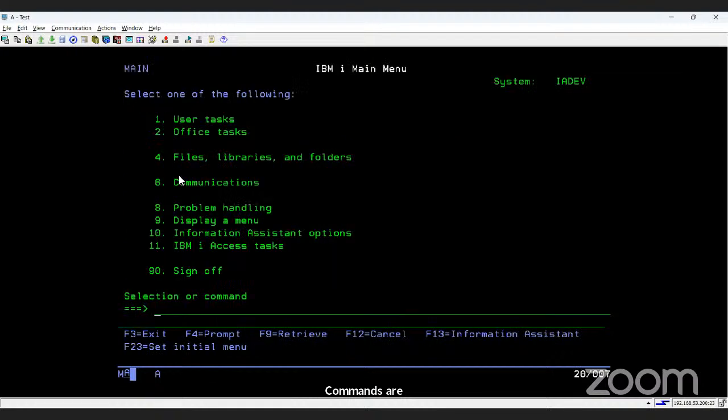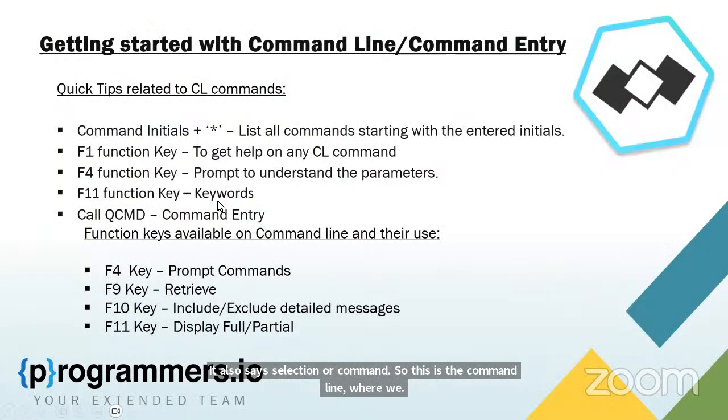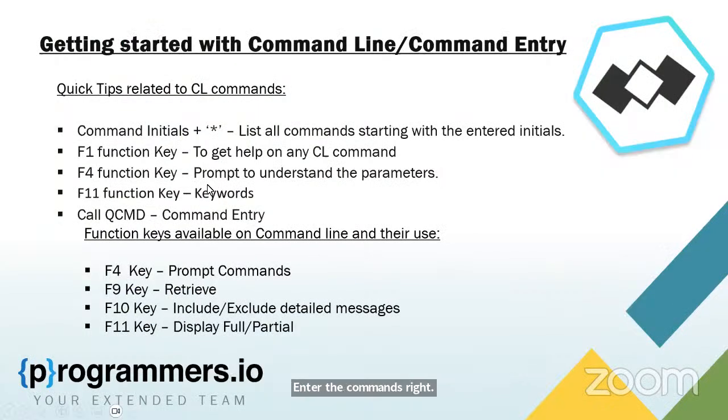So this is basically a command line where I just entered, just to let you know. This is the very main screen of the IBM i, and this is where we enter the commands. It also says selection or command. So this is the command line where we enter the commands, right? Now, the F1 function key gets help on any command, right?